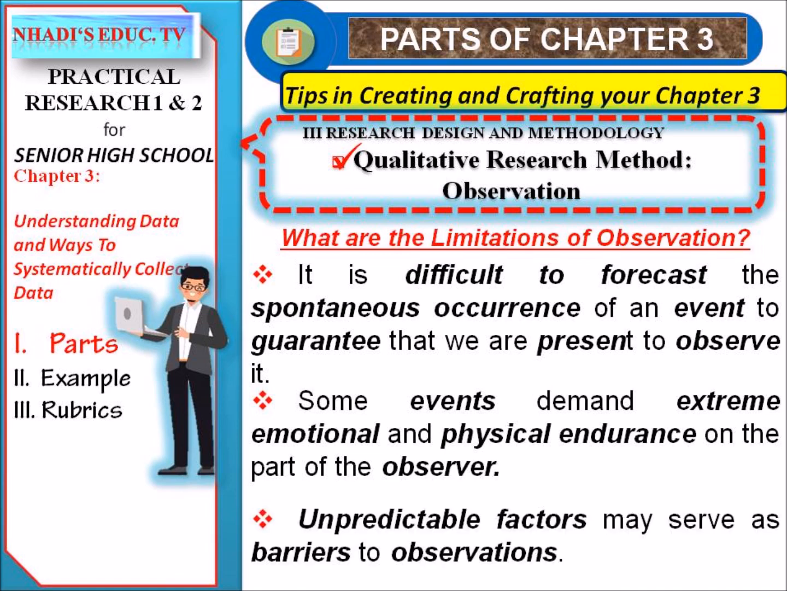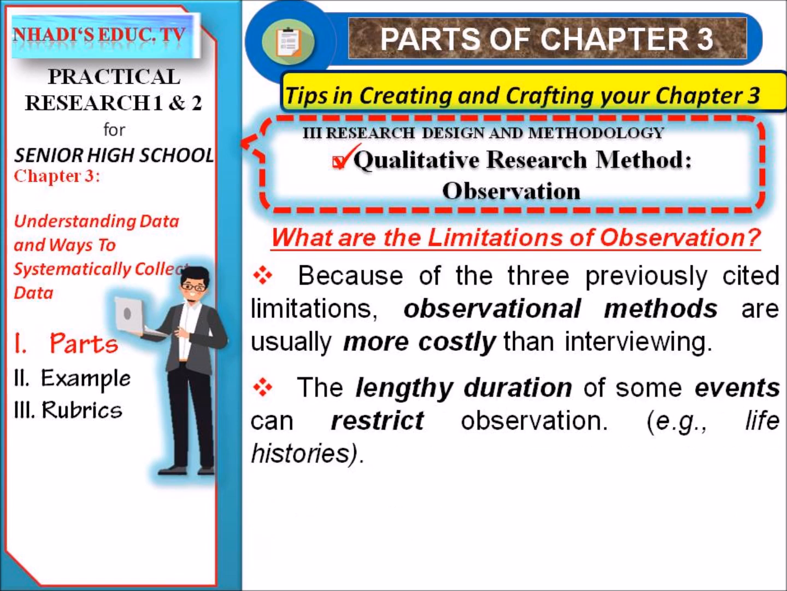Unpredictable factors may serve as barriers to observations. Example, a researcher's observation of an outdoor event such as women's daily get-together in an open arena can be interrupted by bad weather. Because of the three previously cited limitations, observational methods are usually more costly than interviewing. The lengthy duration of some events can restrict observation. So observation is difficult, for example, if it is impossible to use life history.